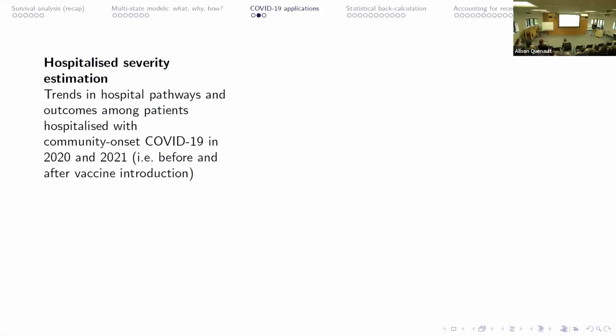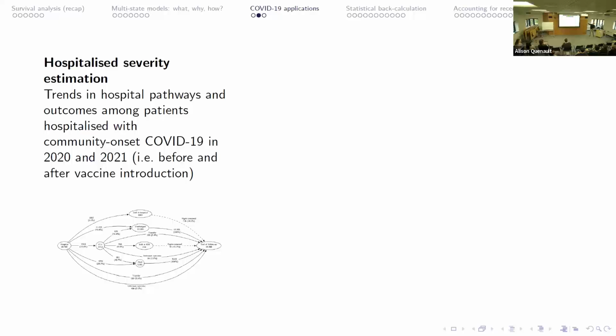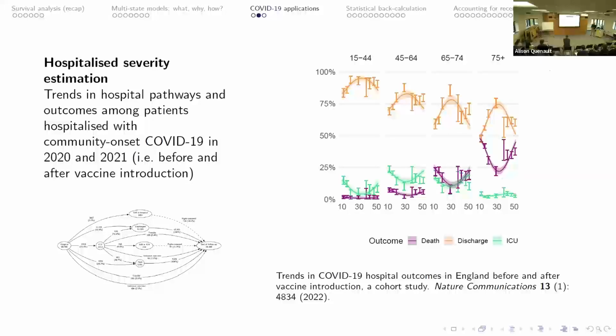One of the first projects I got involved with was estimating hospitalized severity. Remember that almond plot, I call it an almond plot, that I showed before. Here we were trying to estimate different pathways through hospital, the risks of different outcomes both before and after vaccine introduction. A couple of years ago, we published a paper where we presented the results from this research. You can see here the risk of death, discharge, and ICU admission by age group, and how this changes over time.